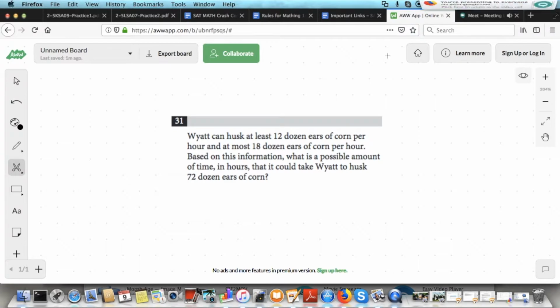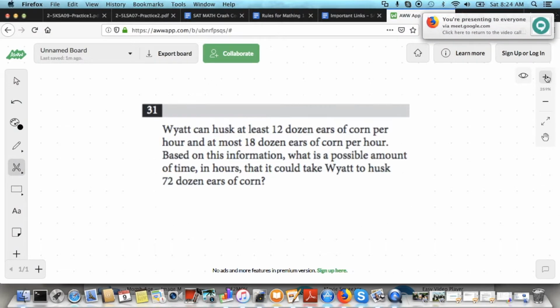But all right, Ryan, can you read question number 31 for me, loud and proud, please? Yeah, sure. Wyatt can husk at least 12 dozen ears of corn per hour and at most 18 dozen ears of corn per hour. Based on this information, what is a possible amount of time in hours that it could take Wyatt to husk 72 dozen ears of corn?